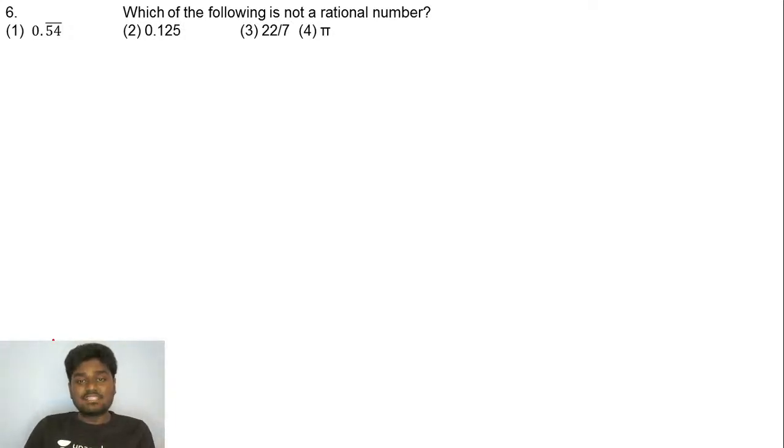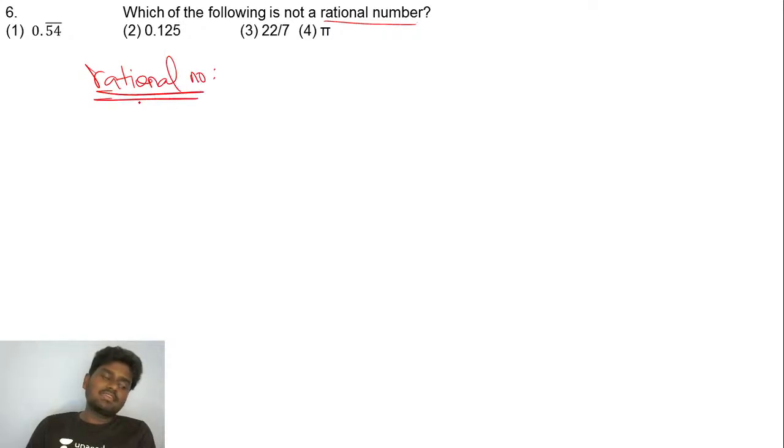So which of the following is not a rational number? That's a question. First of all, we need to know what is a rational number. A rational number is any number which can be expressed in the form of p by q, where p and q are integers such that q is not equal to 0.